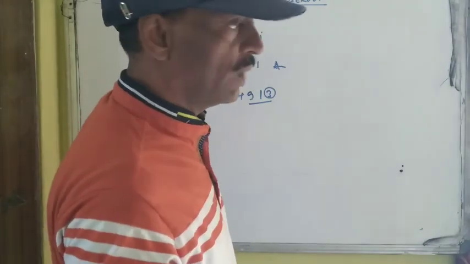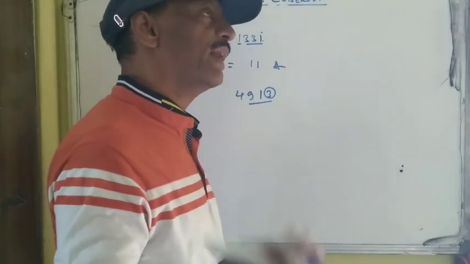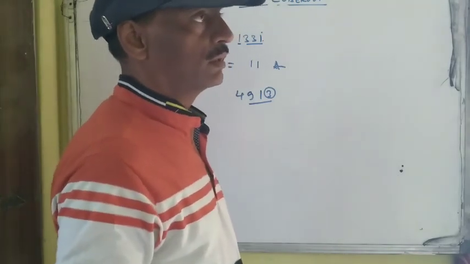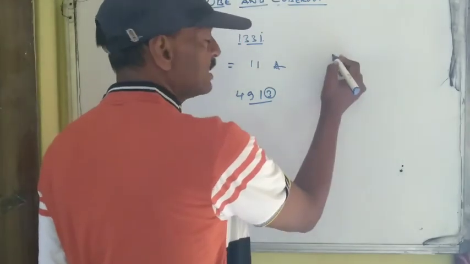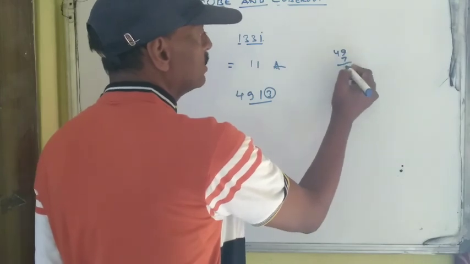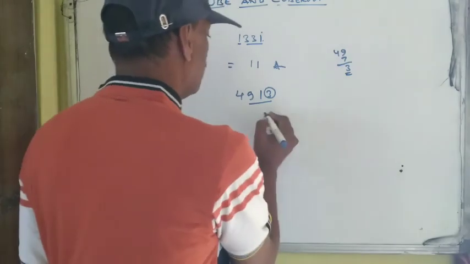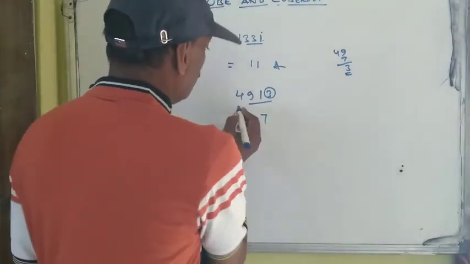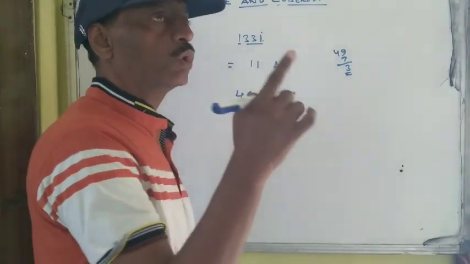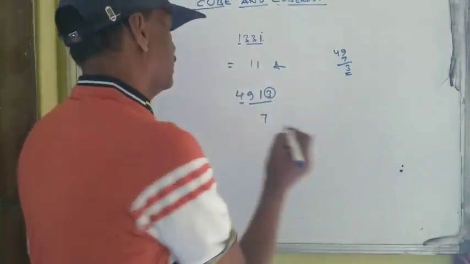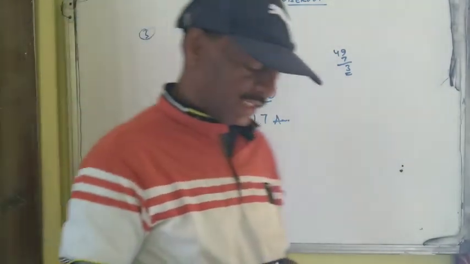So 1 is not possible, 2 not possible, 3 not possible, 4 not possible, 5 not possible, 6 no, 7 yes. In the case of 7 it is possible: 7 into 7 is 49, into 7 is 343. Yes, you are getting 3. So the first digit is 7, and now we are left with 4. The cube of 1 is 1 and the cube of 2 is 8, so it is 1. So the answer is 17. By the same method you can do the other questions.